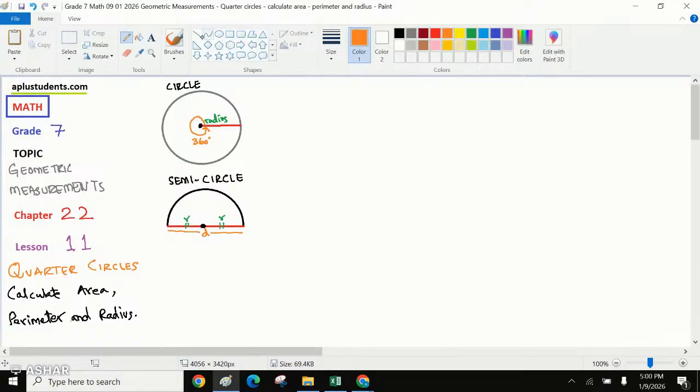But the topic for today is quarter circles, right? And a semicircle is always made up of 180 degrees, because a circle is 360 degrees. Therefore, a semi would mean half of the circle.